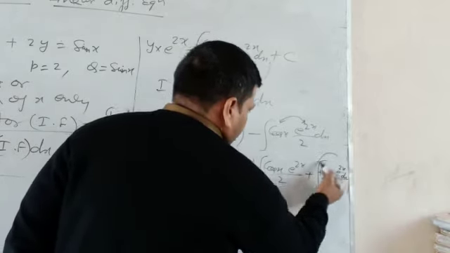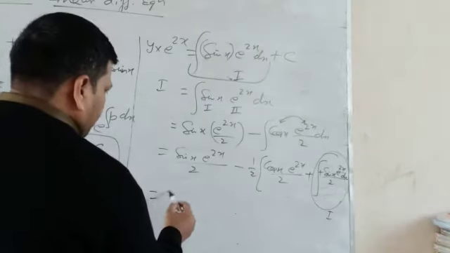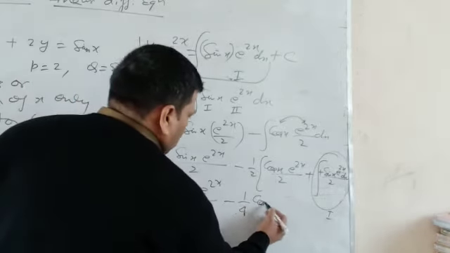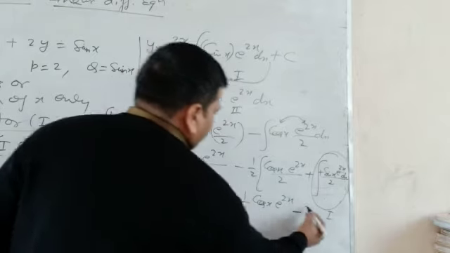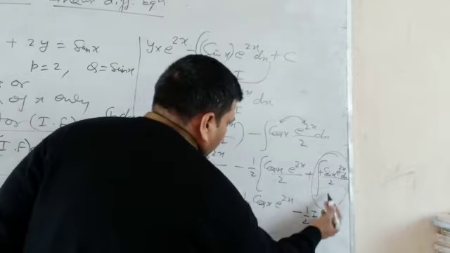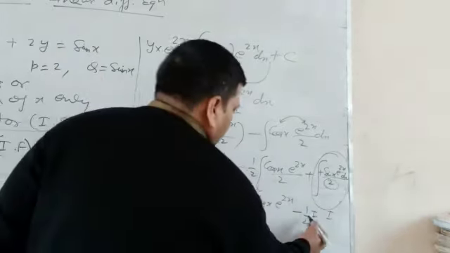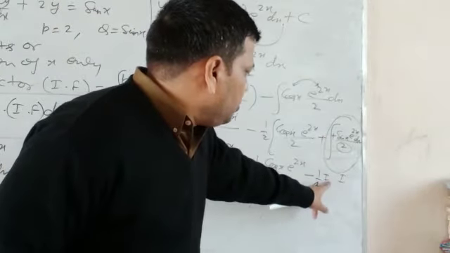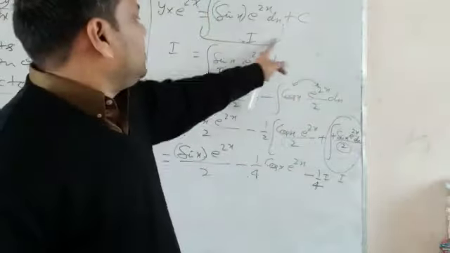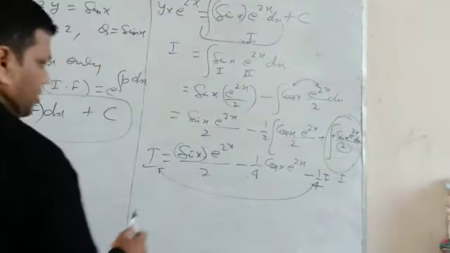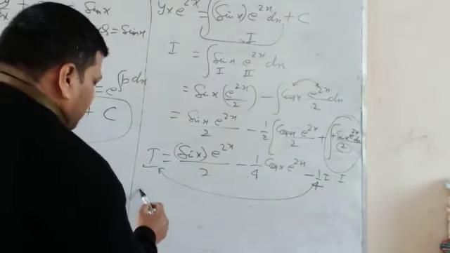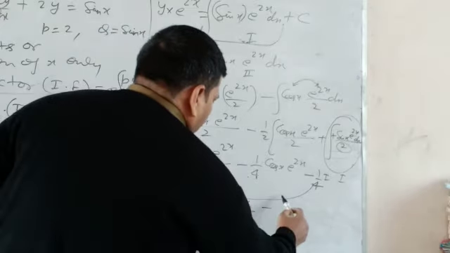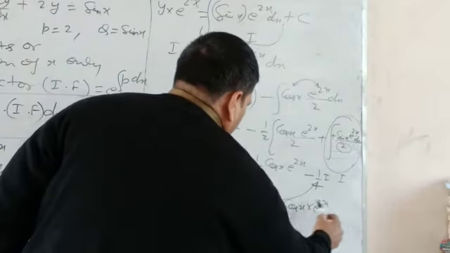It becomes I, you can see easily. So I equals sin x times e to the power 2x upon 2 minus 1 upon 2 times, and we can have 1 upon 2 into 1 upon 2, that is 1 upon 4 times I. This whole is I. It is brought to the left hand side, so we can write I plus 1 upon 4 I, equals e to the power 2x sin x upon 2 minus 1 upon 4 cos x times e to the power 2x.